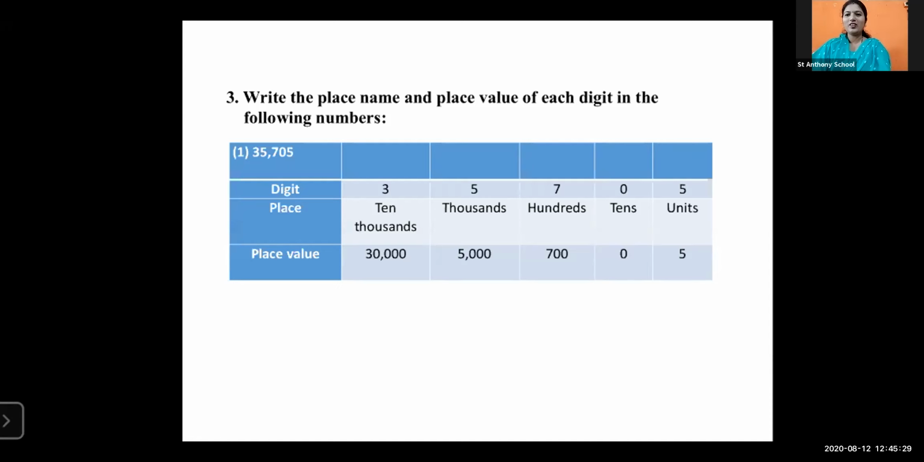Then the next line is what? Place. Next row is what? Place. So we are writing the place. The 5 is on the unit place. 0 is on the 10 place. 7 is on the 100 place. 5 is on the 1000 place. And 3 is on the 10,000 place. Okay. Now we are going to write the place value.